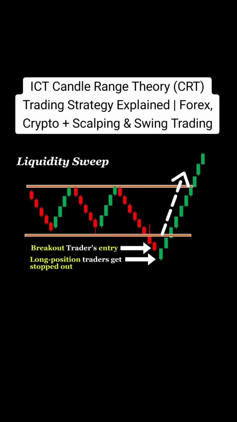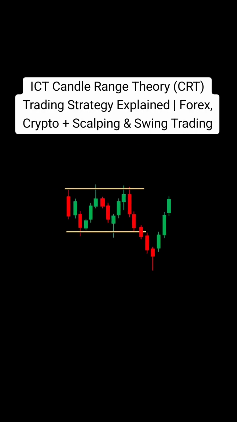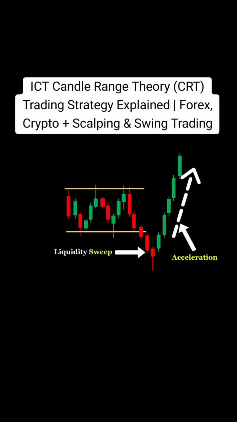As smart money traders, our objective is clear. We don't chase the breakout. Instead, we position ourselves to ride the acceleration phase, using the liquidity grab as confirmation that the market has just cleared the path for the real move. The acceleration phase is the explosive move that follows a liquidity sweep. Once smart money has triggered stop losses and collected liquidity, price no longer has obstacles in its way. With retail traders trapped on the wrong side, the market is free to move aggressively in the opposite direction.